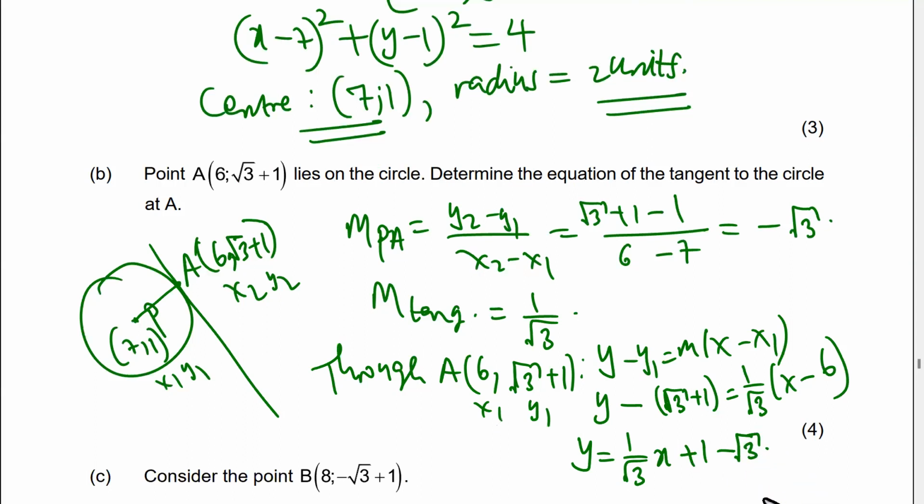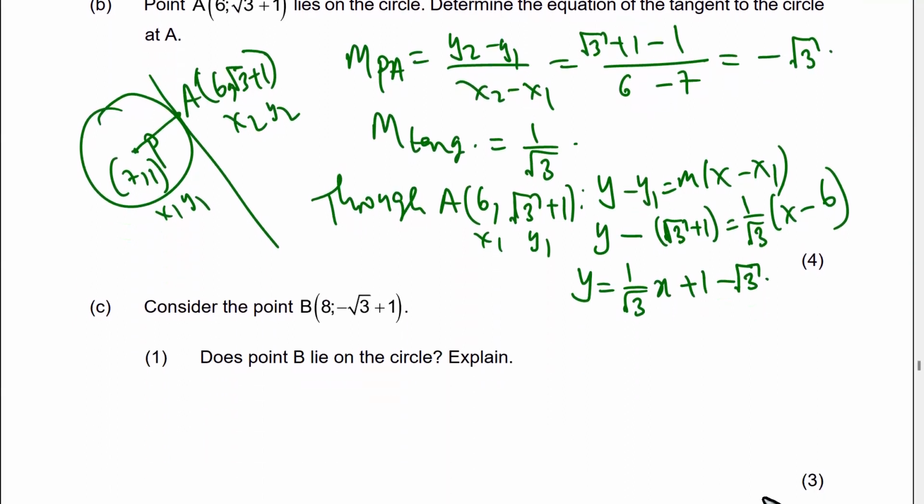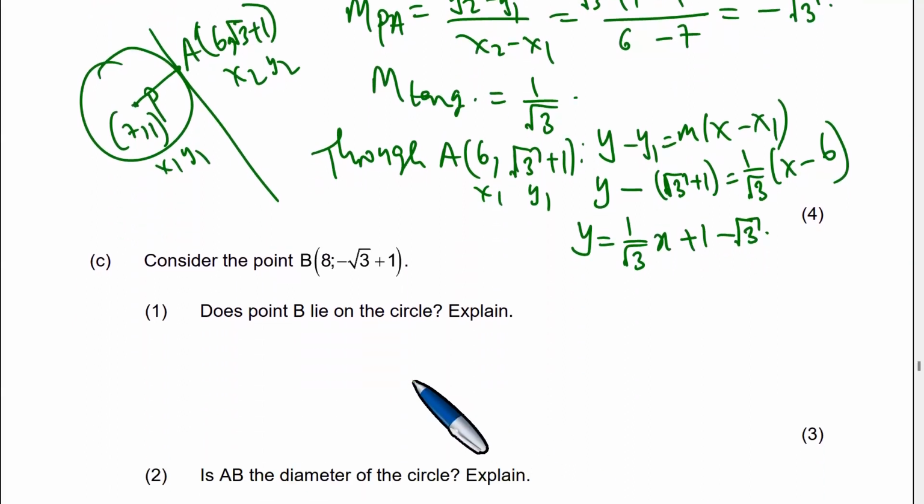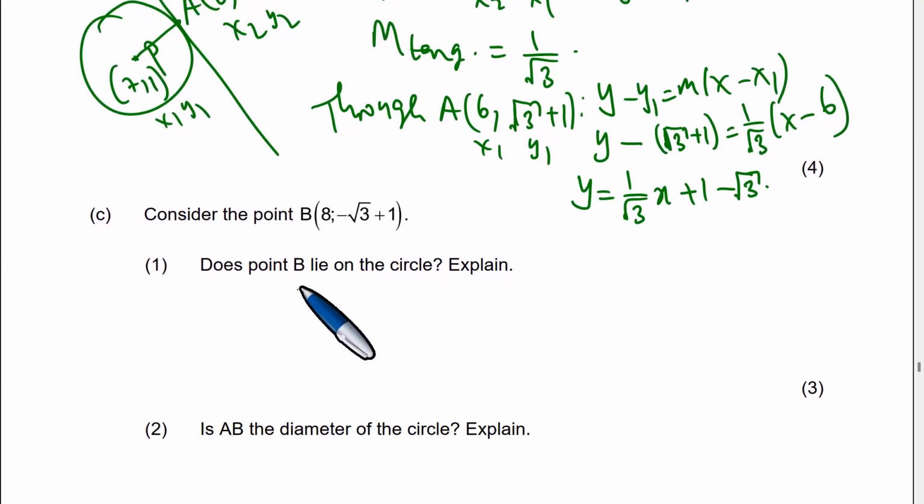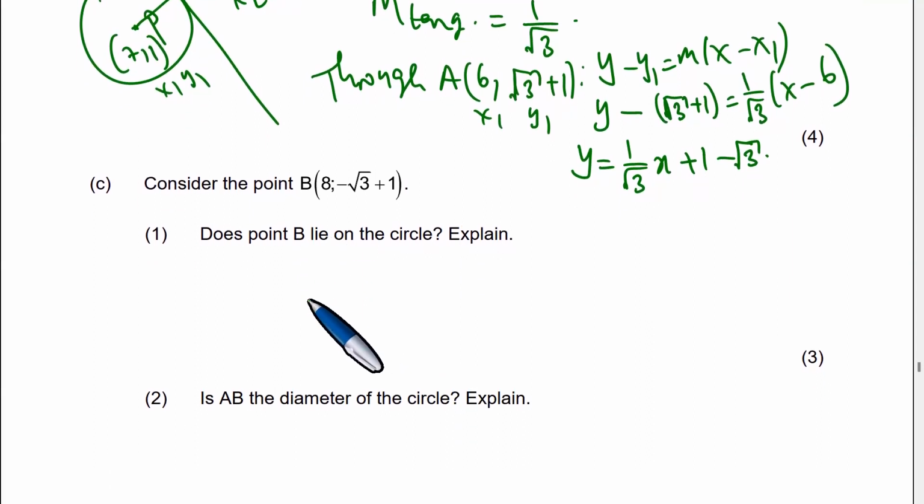So y is 1 over the square root of 3 x plus 1 minus the square root of 3. Okay, obviously, if you are to consider the point B, that is the coordinates this, does point B lie on the circle? So you need to check this one. Remember the equation of the circle, it's something we know already. What is the equation of the circle?